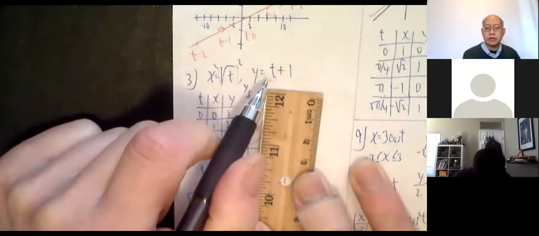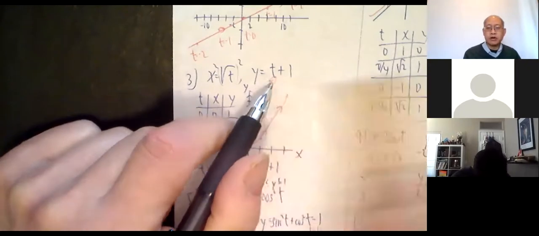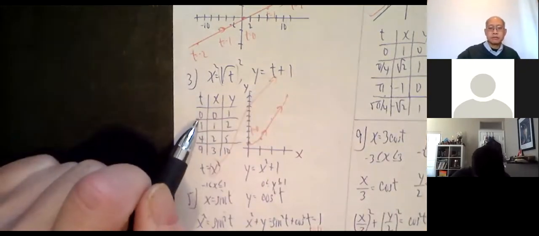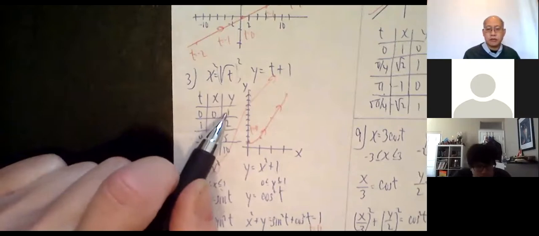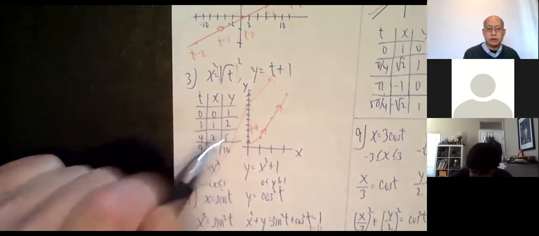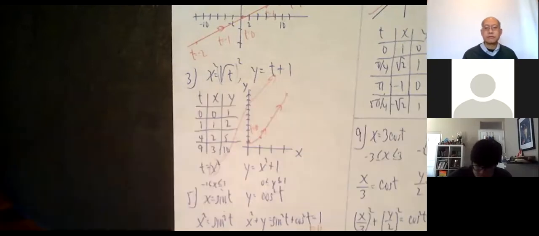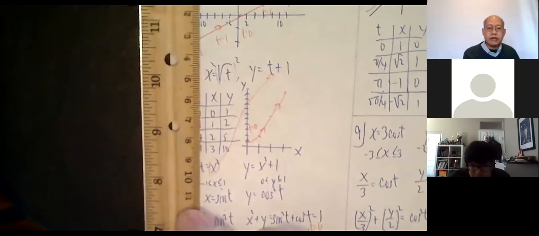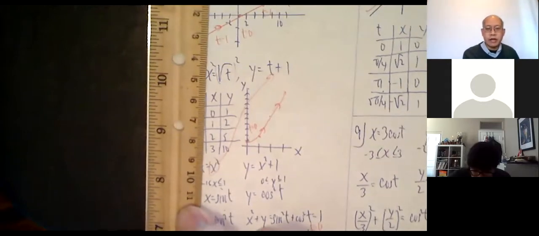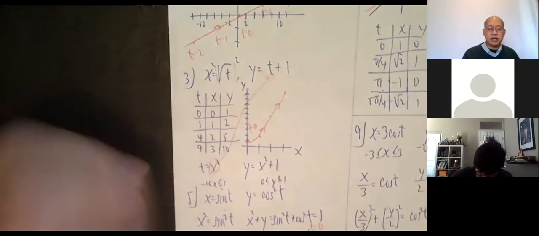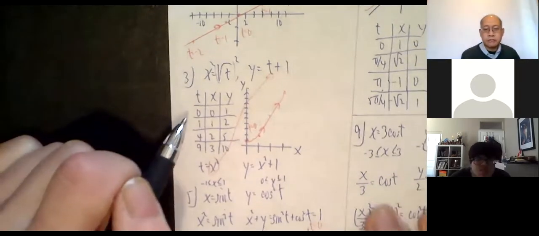Now, the y values, easy, t plus 1. So just add 1. So 0 plus 1, 1. 1 plus 1, 2. 4 plus 1, 5. 9 plus 1, 10. And now, I just plot the usual x versus y. But this can be thought of as the passage of time as time increases.